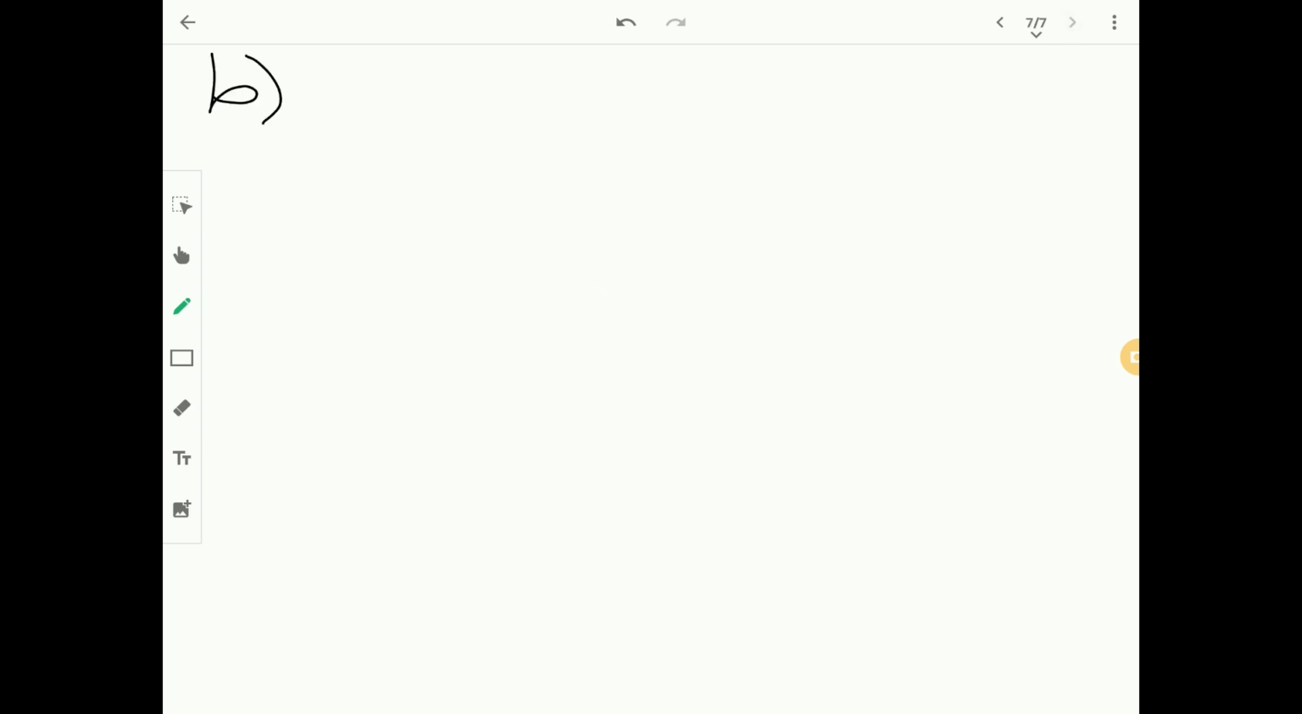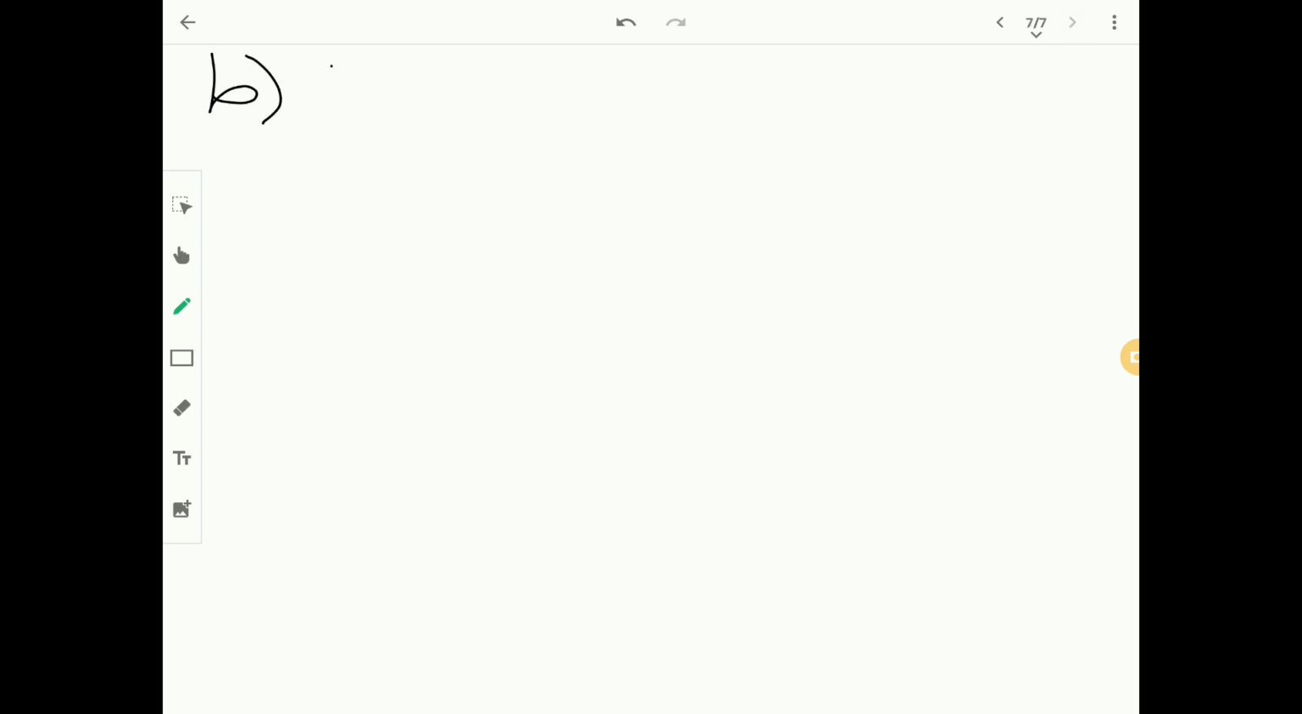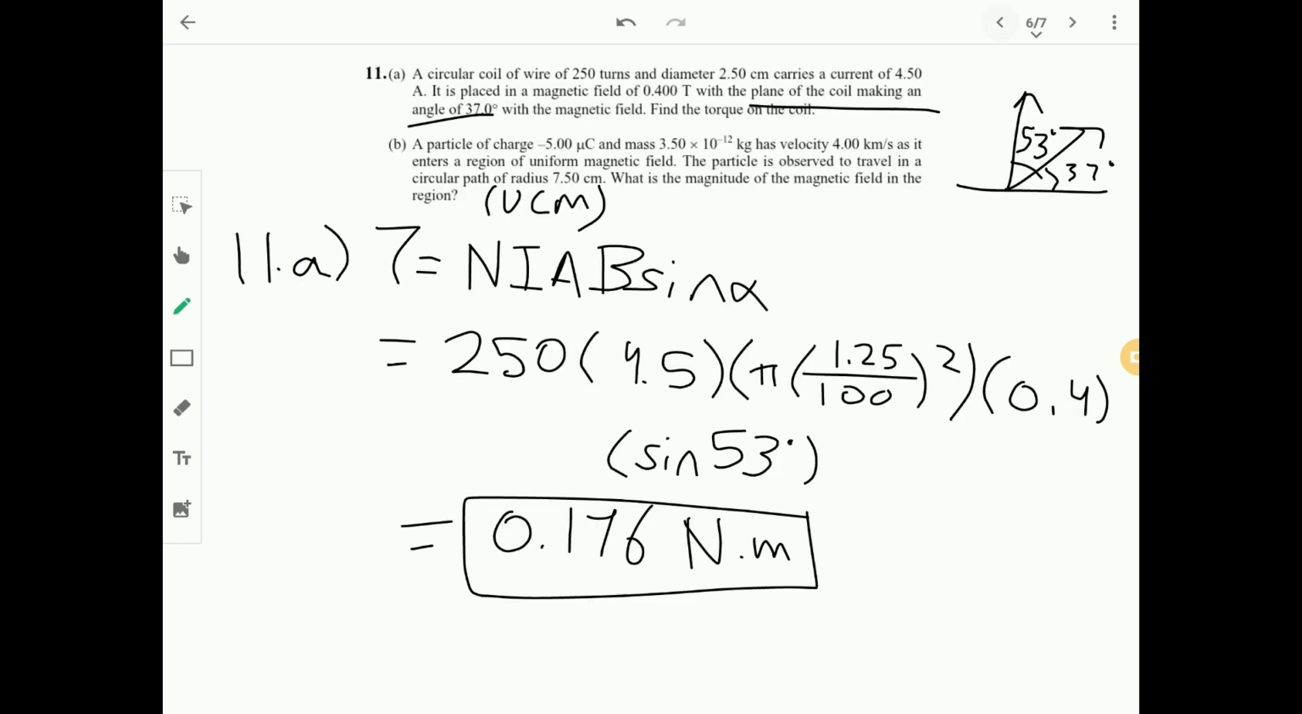B. Sorry about that. A particle of charge -5 microcoulombs and mass 3.5 times 10 to the minus 12 kilograms has velocity 4 kilometers per second as it enters a region of uniform magnetic field. The particle is observed to travel a circular path. So immediately we should think of uniform circular motion, centripetal force. Radius 7.5. What is the magnitude of the magnetic field? Okay, very simple. We have to do F equals qvB, which equals mv squared over r. That cancels. We're looking for the magnetic field, so B is equal to mv over qr. We substitute, it was 4 kilometers, so it's 4 times 10 to the power of 3, because we have to make it meters per second.